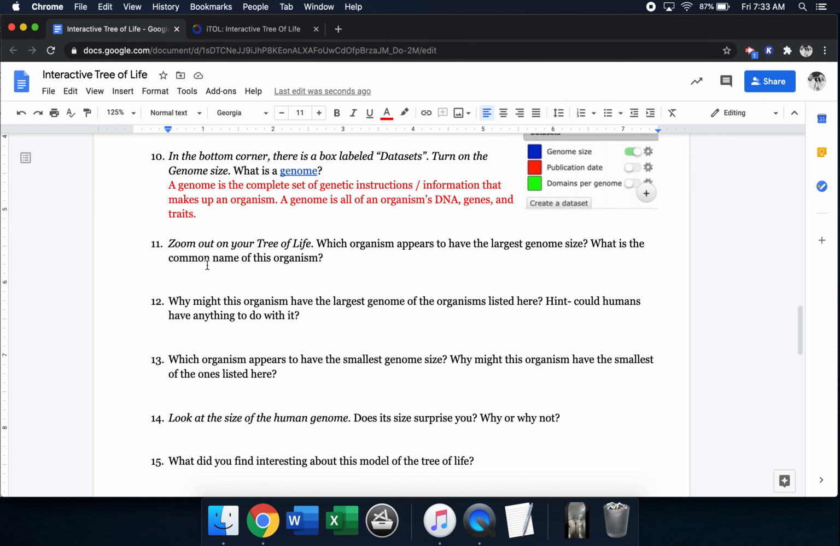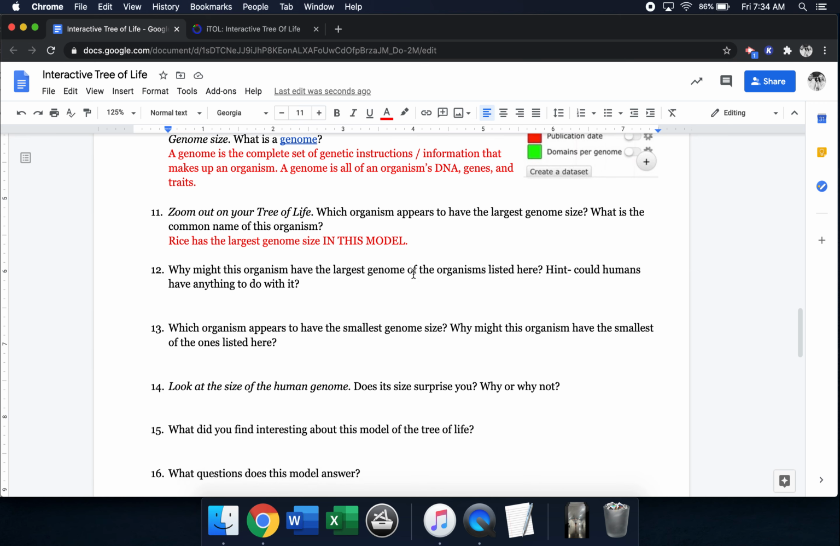So I'm going to go answer. Rice has the largest genome size in this model. So I'm not telling you that rice has the biggest genome size of all of the organisms on this planet, just the ones that are in this model here. There are lots of organisms that are not listed in this model, and it's possible that some of them have a larger genome size. So they have more genetic information.